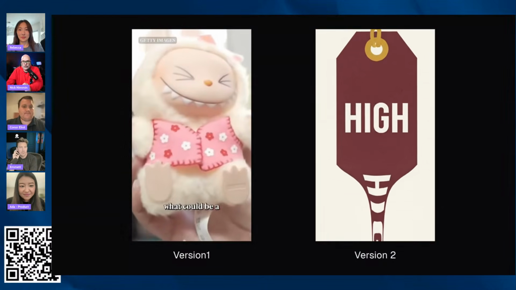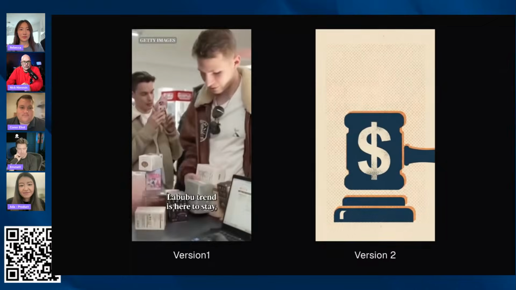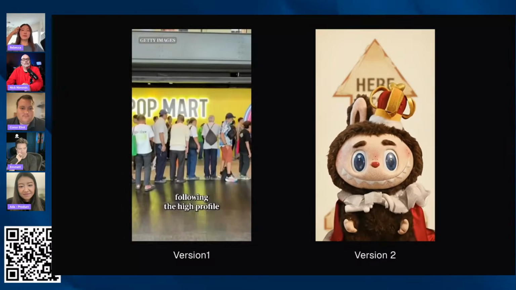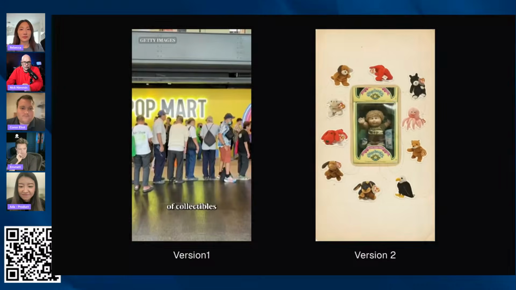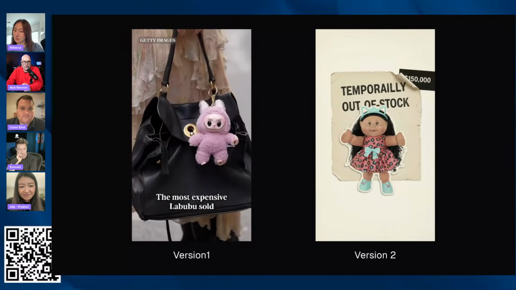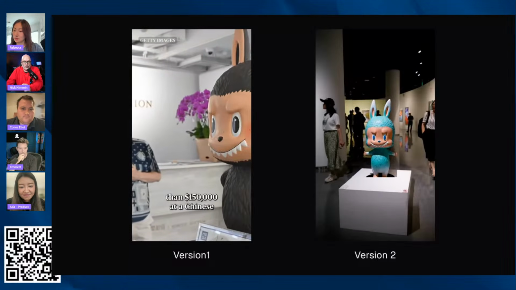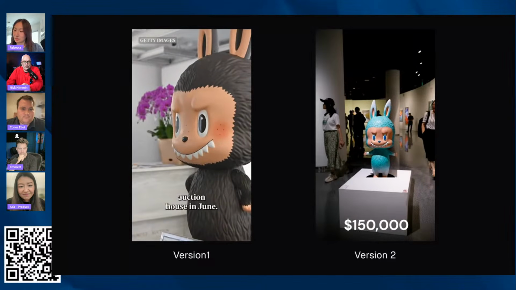While the price may seem high for what could be a flash-in-the-pan trend, an expert appraiser told Forbes she thinks the Labubu trend is here to stay, following the high-profile and high-value tradition of collectibles such as Beanie Babies and Cabbage Patch dolls. The most expensive Labubu sold thus far is a doll sold for more than $150,000.